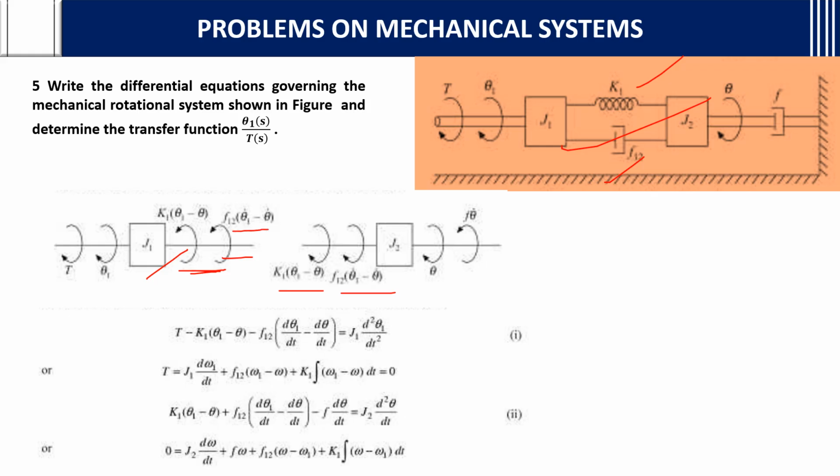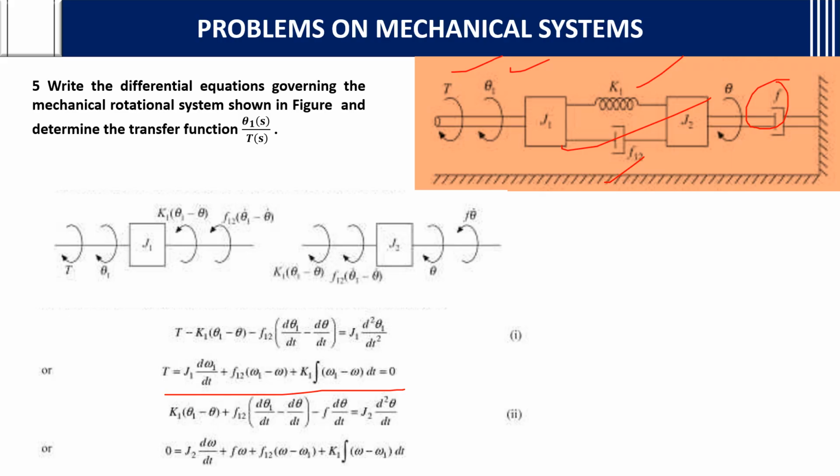F12 theta 1 dash minus theta 2 dash, F12 theta 1 dash minus theta 2 dash. Understanding? And the other T theta 1 will be the same, and here there is another F element, so it will be in the opposite direction, that is F theta dash. After writing the free body diagram, we will write the differential equations. For J1 first we will write. For J1, if you write, T will be equal to what?